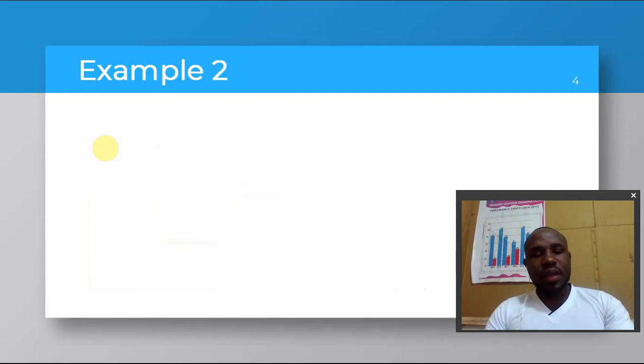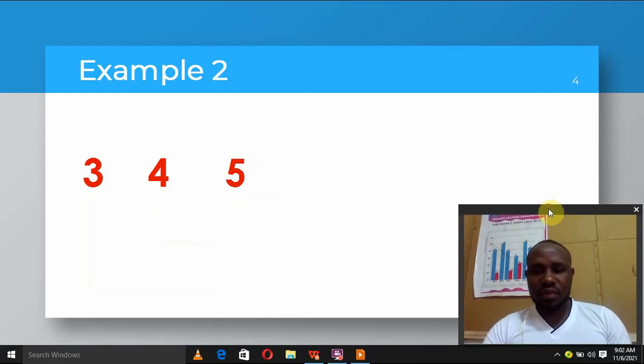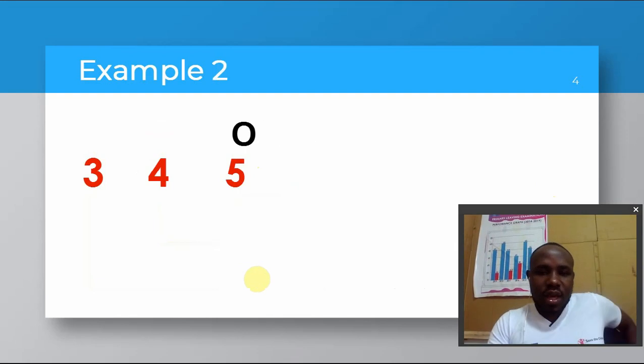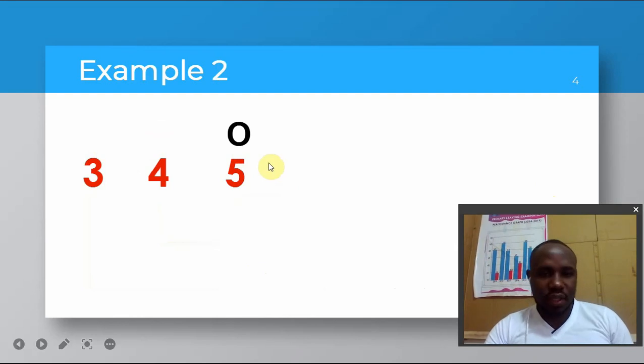Okay, let's look at example 2. Suppose I'm given example 2 and the numbers given are there. Since they are the numbers that have been given, I will have to go and write them there. We begin with the one which is on the right as we move towards the left.